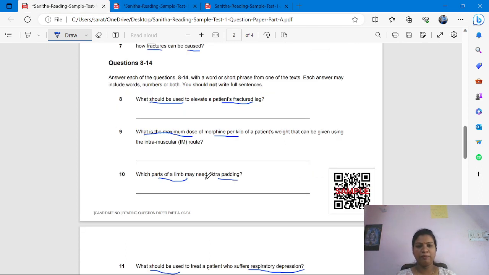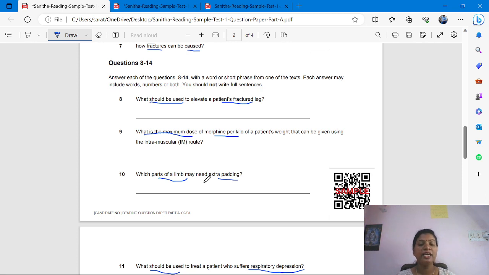Which parts of a limb... Bony. Here you have to write bony prominence. It is simple. You can easily get 20 out of 20. Here you have to use some tips and tricks and understand. Try to understand the meaning of the question, try to find out the keywords, and use skimming and scanning. Easily you will get 20 out of 20.